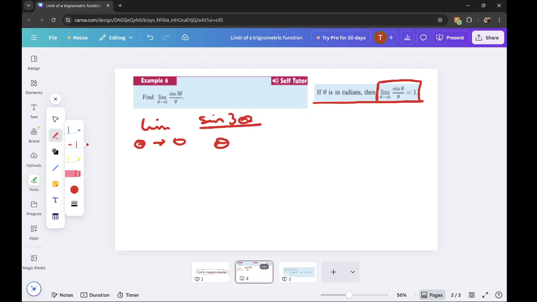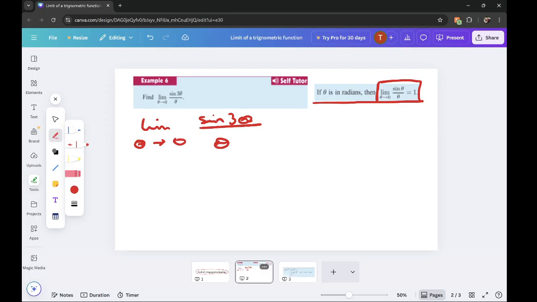So I want you to pause the video and try to rearrange this in such a way that you can get this kind of form. So hopefully now you've had a go. So now let's get started on this.